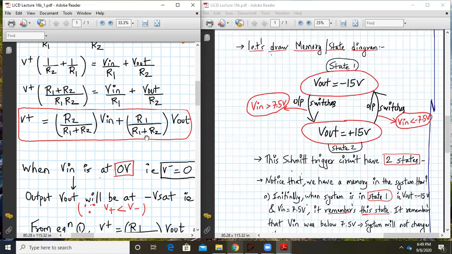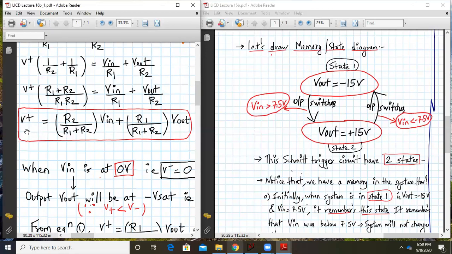Let's substitute V in as 7.5, and I substitute V out as minus 15. So I will do 2 by 3 into 7.5 minus 1 by 3 into, sorry, into 15 basically, correct? Because it is at minus 15. So I will get close to 0.